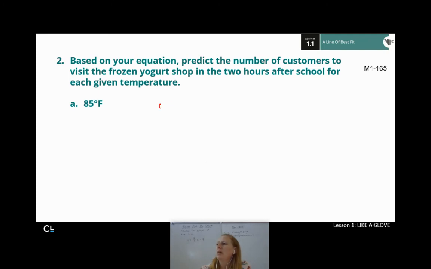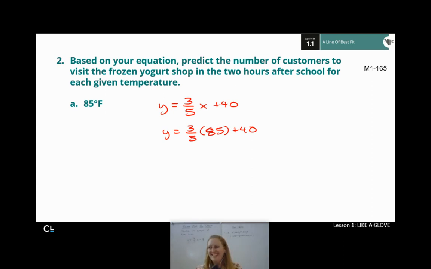So I'm going to use my equation, y equals 3/5 x plus 40. And I'm going to go ahead and plug in that 85. So y equals 3/5 times 85 plus 40. And this is why I have my calculator handy. So 3 times 85. Oh, it's too dark in here. That calculator doesn't want to work for me. I'm going to grab a different calculator.